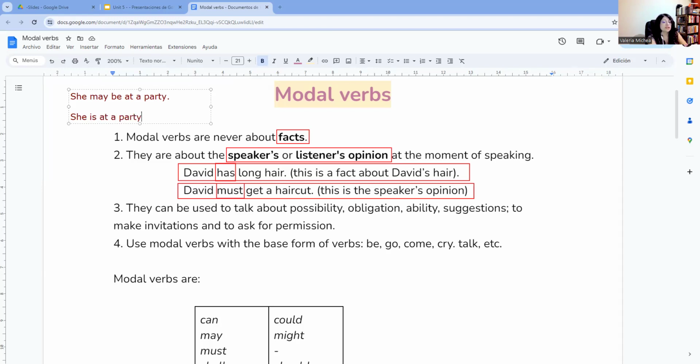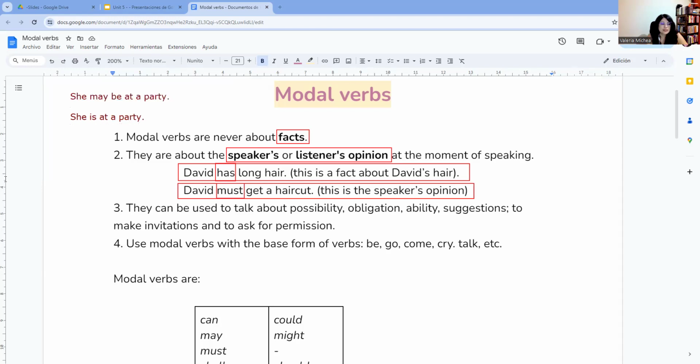So I'm going to go straight to the fact. She is at a party. That's true. But she may be at a party. That's what I think, but I'm not completely sure. I can't say. So that's the difference between a fact, like the second sentence, and an opinion, like the first sentence. Completely different again. So careful with that. Keep it in mind because it is kind of an important thing.